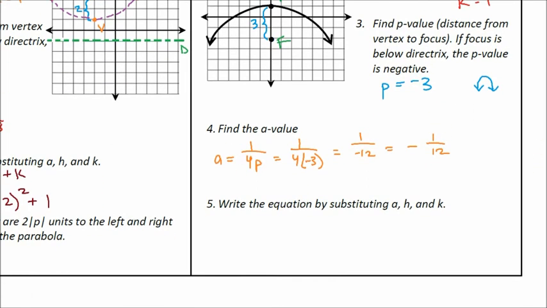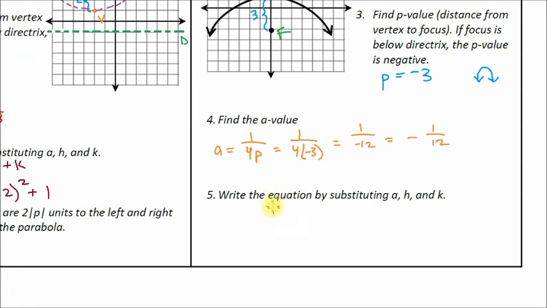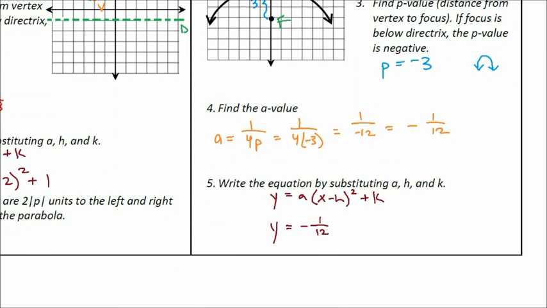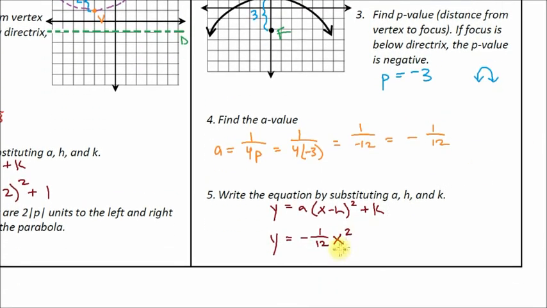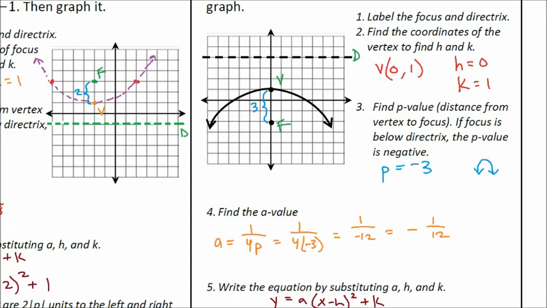Now we've got everything we need to write our equation. Always start with vertex form, y equals a times x minus h squared plus k. Our a value is -1/12. That makes sense, negative a, because the parabola opens down. Now, take a look at this. We have an h value of 0. That means we can just write x squared here. We don't have to write x minus 0 squared. We can just get rid of the 0. X squared, then our k value is +1. There is an equation written from a graph where they give us the focus and the directrix.